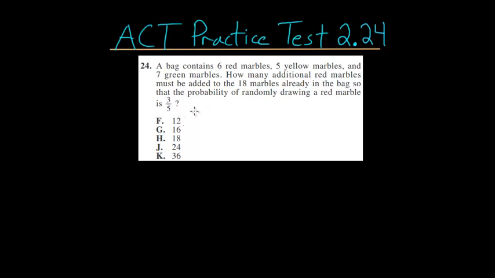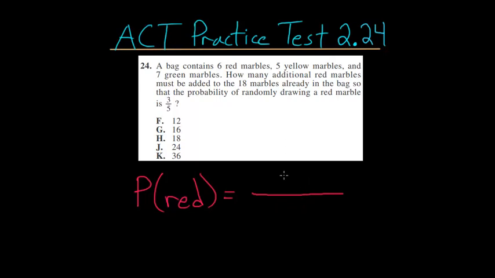So to solve this problem, we first need to determine what the current probability is for finding a red marble before we add new red marbles to the bag. So we can write that the probability of finding a red marble is equal to the ratio where the numerator is the number of things we're trying to find, or in this case, the number of red marbles, and the denominator is just the total number of things in the bag, or the total number of marbles.